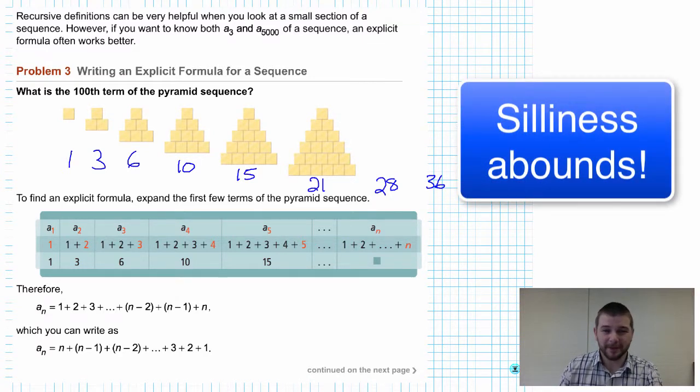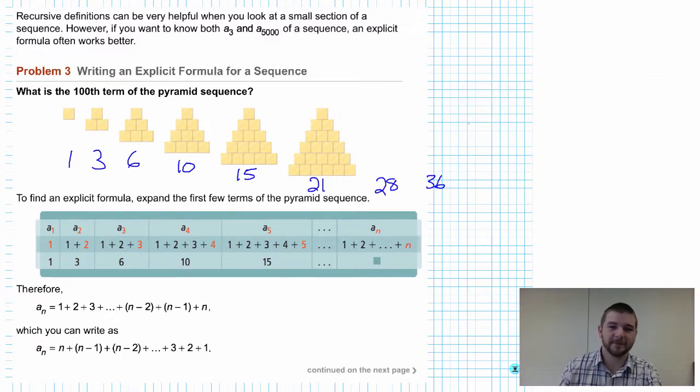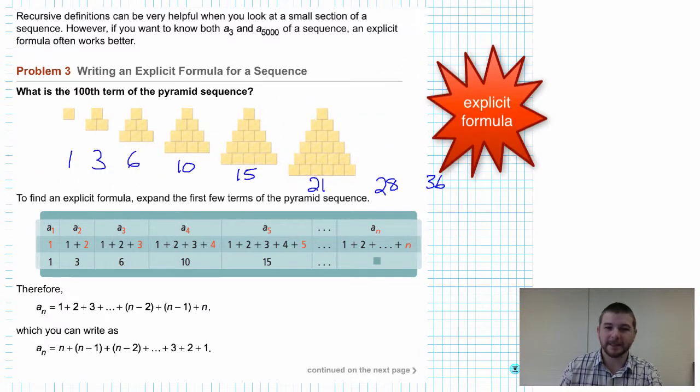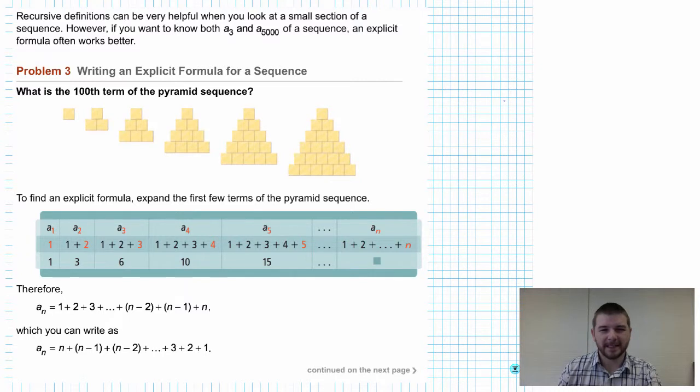There is a much simpler way, and that will be the use of an explicit formula or explicit definition of each term in our sequence. What the explicit formula will give us is a way to substitute in our index value, n, in this case 100, and evaluate a simple algebra expression to find our 100th term in the sequence. Here's how we can set to work finding an explicit formula.